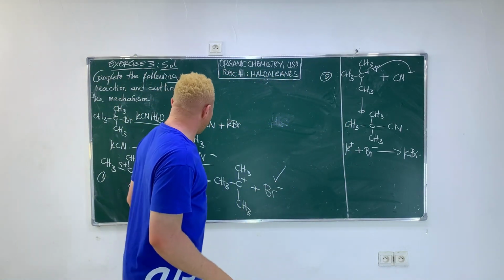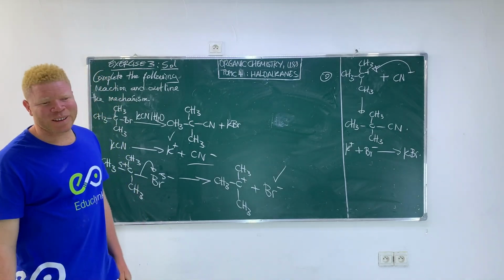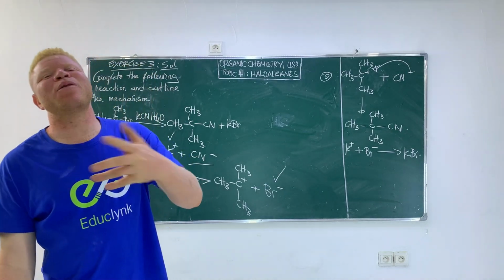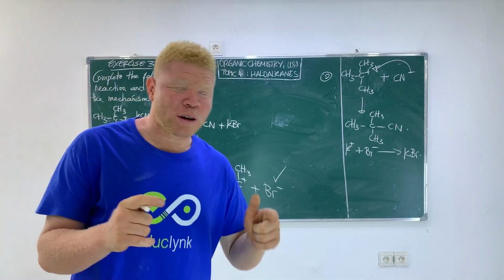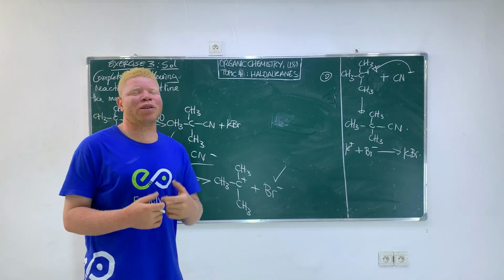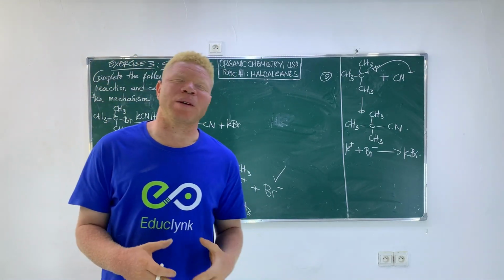Students are usually confused. Is this mechanism SN1 or SN2? Given that it occurs in 2 steps, students will tell you that it's an SN2 mechanism, which is wrong. This is an SN1 mechanism.